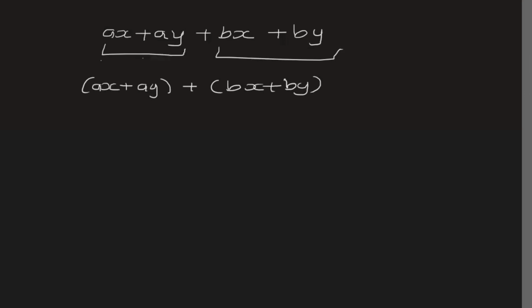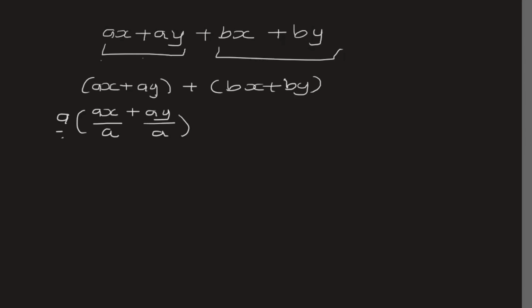Next, what is common between ax and ay? What is common between ax and ay is a. So we take the a outside. This is what's common, right? Then we take what was in the bracket, ax plus ay. Then we divide it by the highest common factor, which is a. So we divide it by a, we divide it by a.